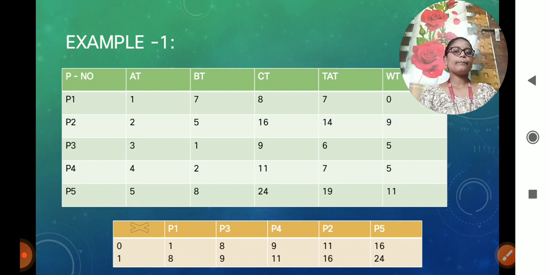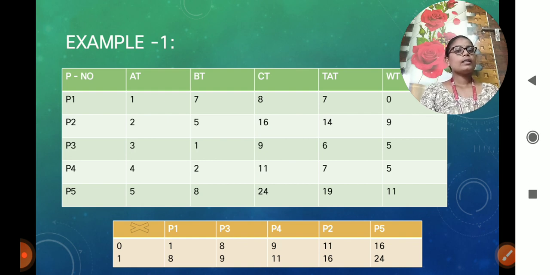Turnaround time is completion time minus arrival time, that is 8 minus 1, 7; 16 minus 2, 14; 9 minus 3, 6; 11 minus 4, 7; and 24 minus 5, 19. And waiting time is turnaround time minus burst time: 7 minus 7 is 0, 14 minus 5, 9; 6 minus 1, 5; 7 minus 2, 5; and 19 minus 8, 11. These are the waiting times.